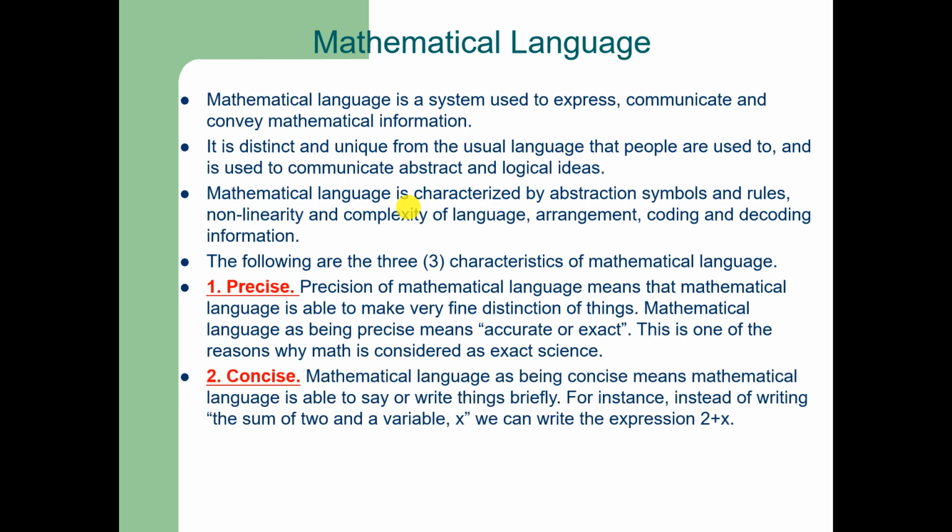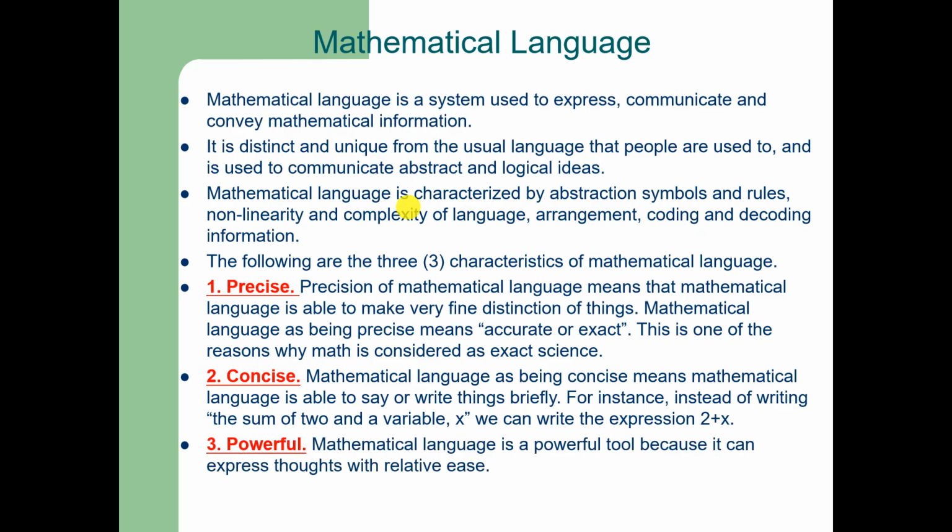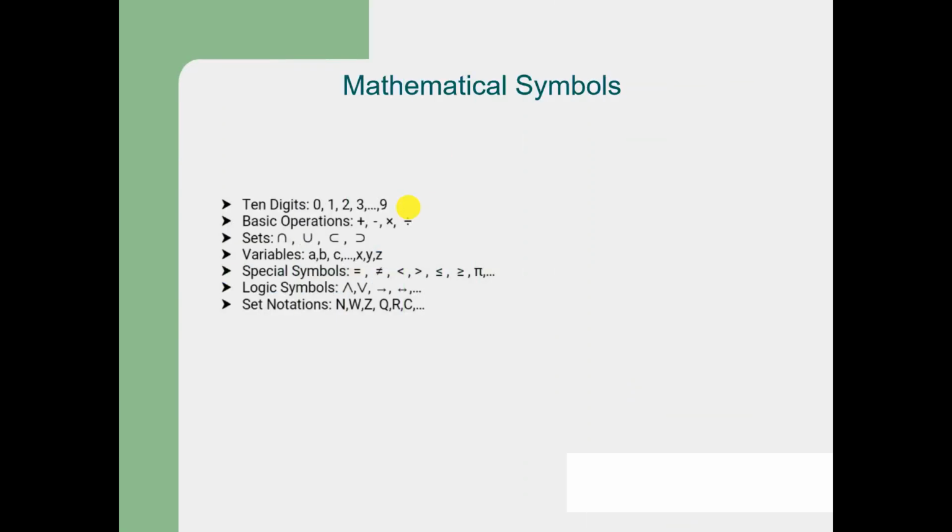The second characteristic of the language of mathematics is that it is concise. And what does it mean? It means that mathematical language is able to say or write things briefly. For example, instead of writing the sum of 2 and a variable x, where x can take any value, we can simply write the expression x plus 2 or 2 plus x. The third characteristic of the mathematical language is that it is a powerful tool because it can express thoughts with relative ease.